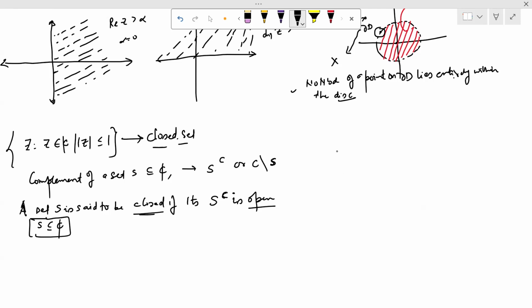In fact, the most general definition for a closed disk would be all those complex numbers belonging to C such that modulus of Z minus Z naught is less than or equal to epsilon. This is the definition of a closed disk centered at Z naught with radius epsilon. And how do you denote it? You denote it by a bar written over this set, or you can write it this way.